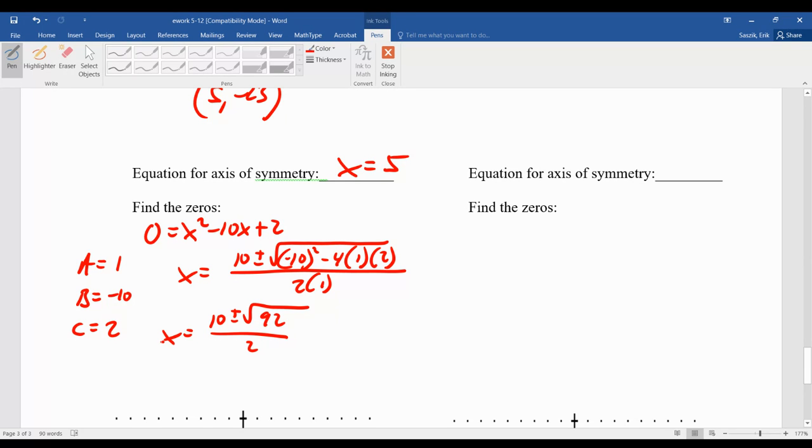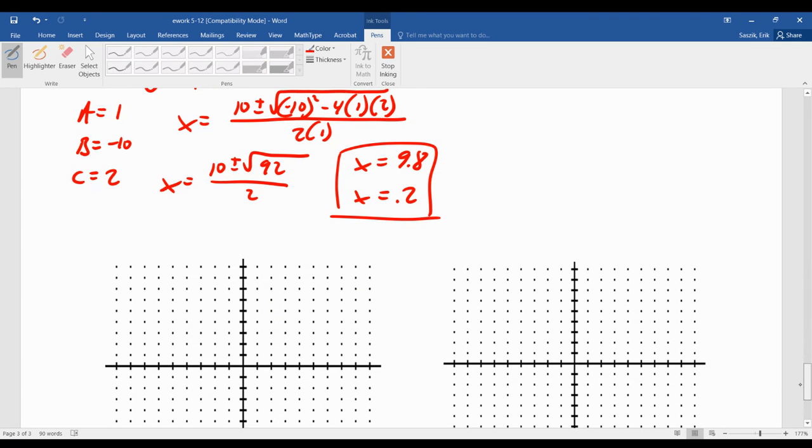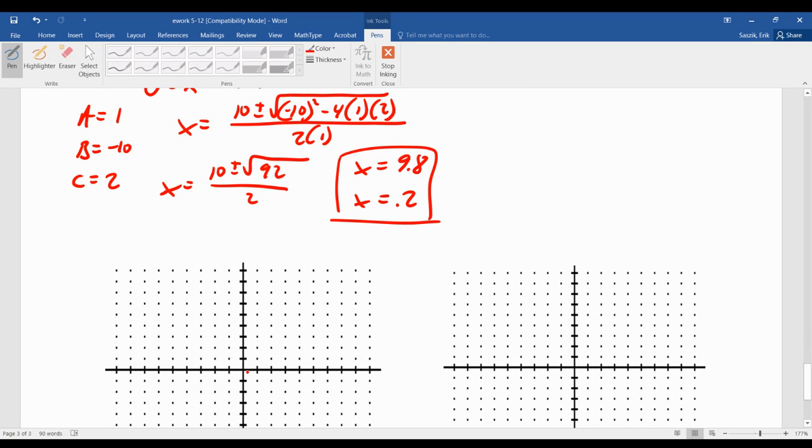And again, now you're going to use your calculator, your Inspire. You're going to do this thing twice. You're going to do 10 plus the square root of 92, hit enter, then divide it by 2. Then you're going to do just 10 minus square root of 92, hit enter, divide by 2. And you should come up with 2 answers. You should come up with 9.8, and you should come up with 0.2. Those are our x-intercepts.